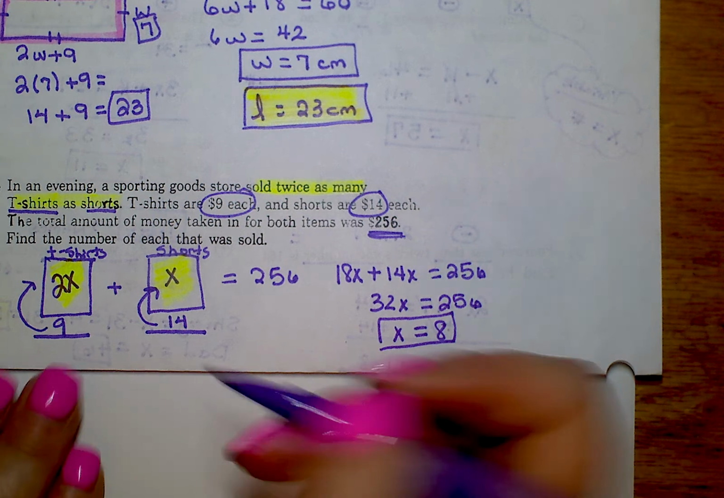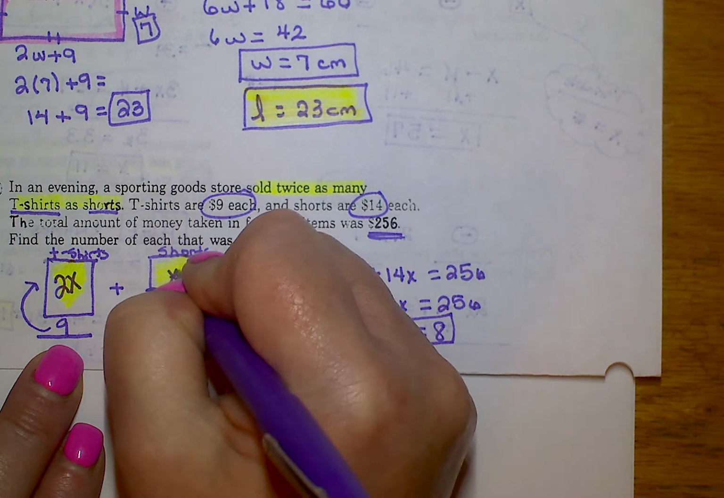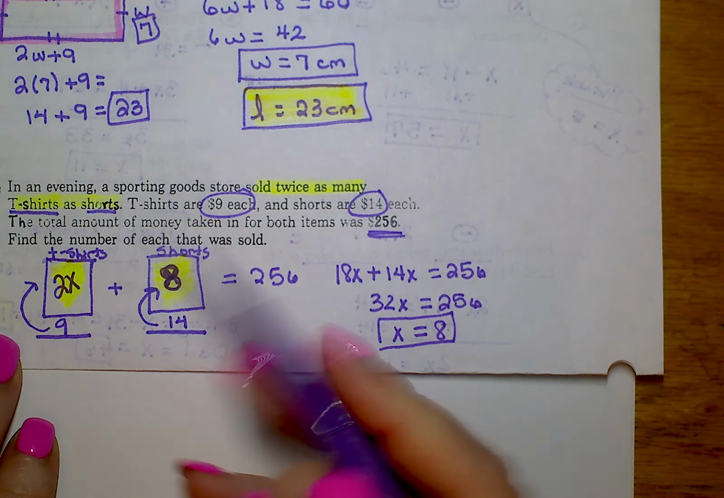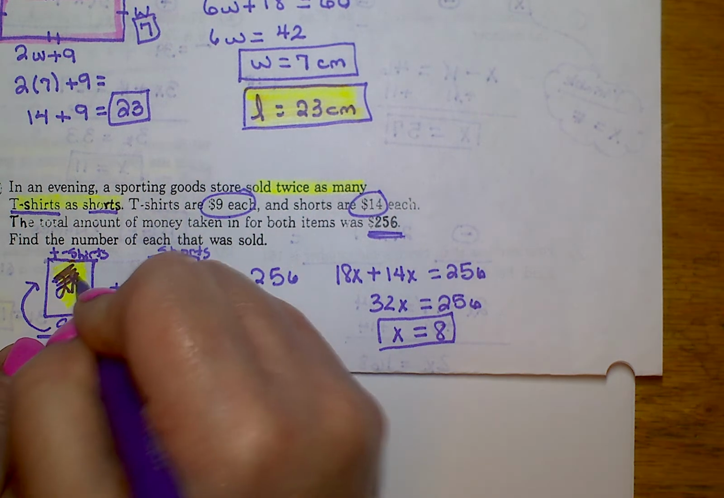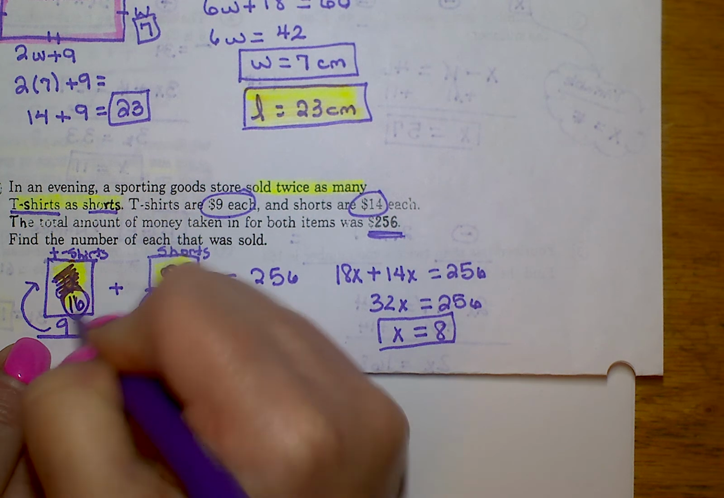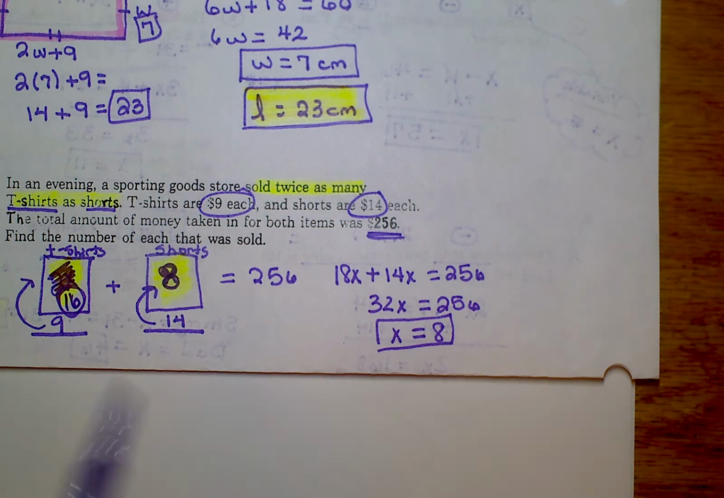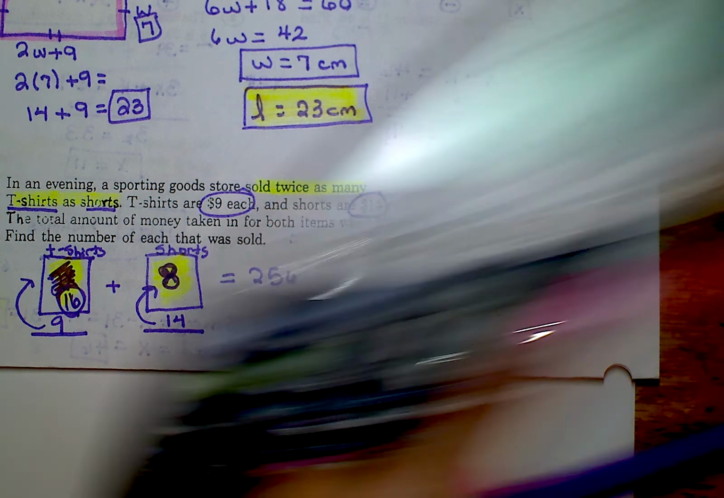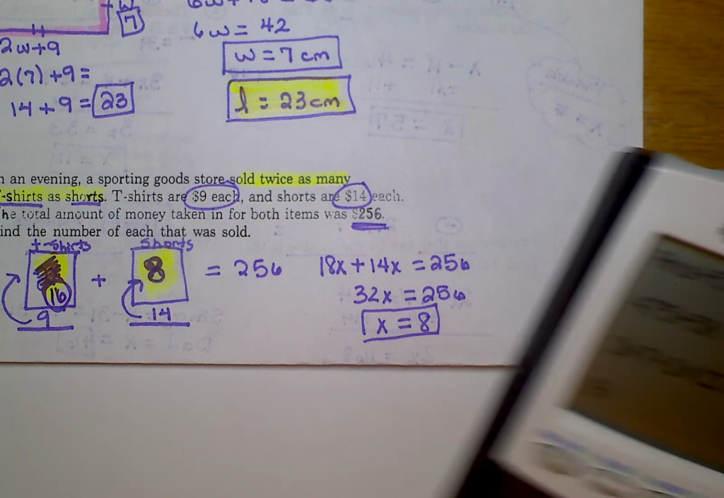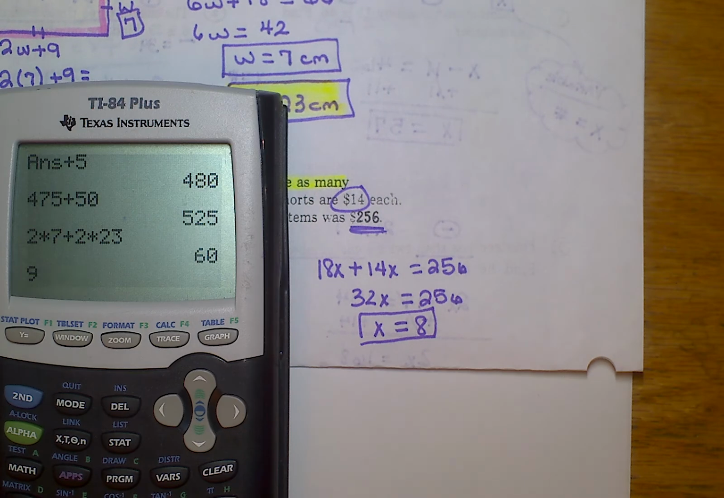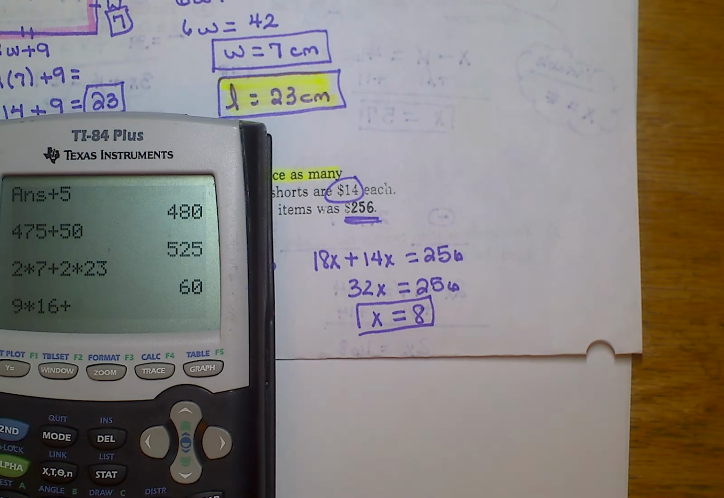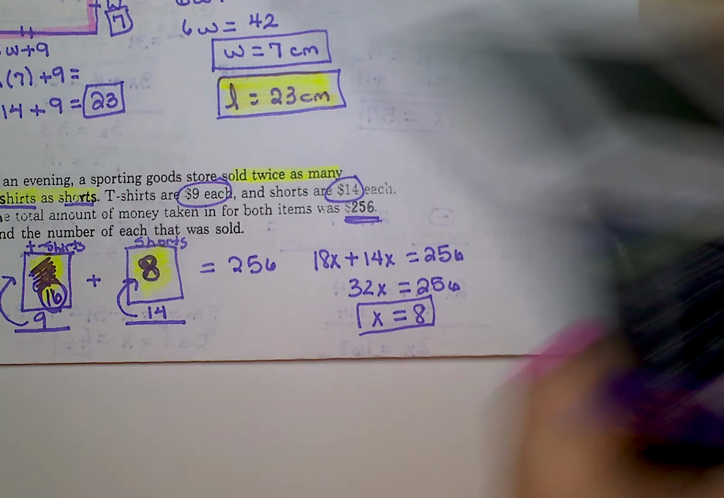So now I'm ready to fill that in. X would be here. So I'm going to change that to 8. So there were 8 shorts. 2 times 8 is going to now change to 16 t-shirts. Now I do notice that that is twice as many. Okay, now I need to check my money. So let's take 9 and multiply to 16. And then we're going to add, the shorts were $14 and multiply that to 8 pairs of shorts. So that works out to be $256.